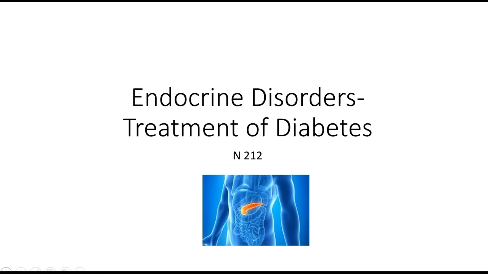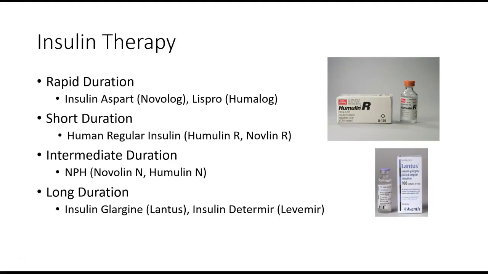We're now going to talk about endocrine disorders and the treatment of diabetes, and the information is in Chapter 66. Hopefully this is review for you. We're going to start with insulin therapy. Insulin is going to mimic the endogenous insulin that our pancreas normally produces, and it acts as the gatekeeper by helping transport glucose into the cell.